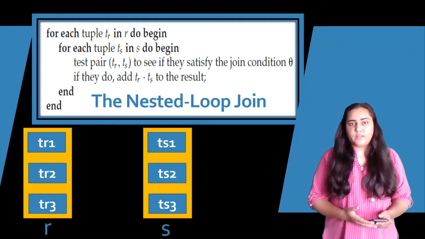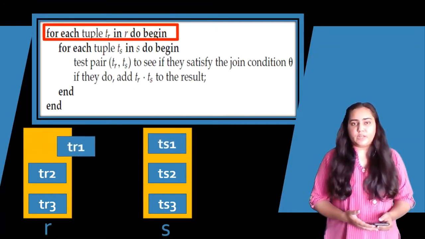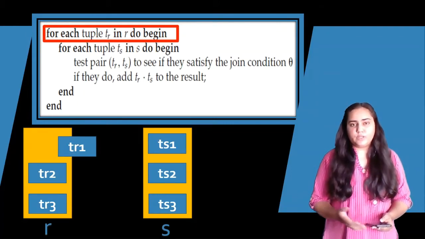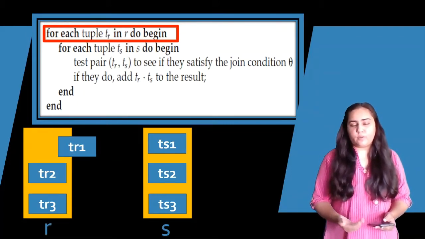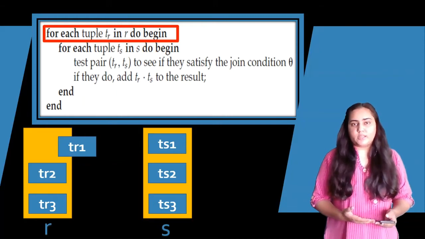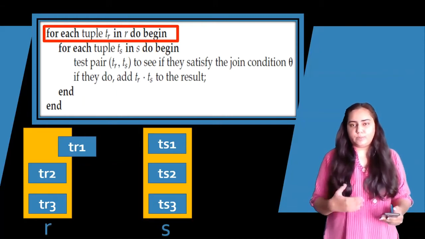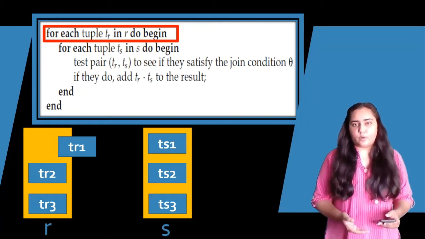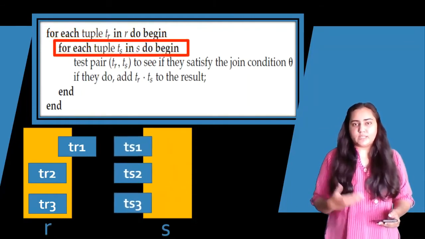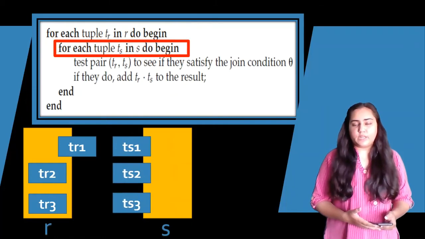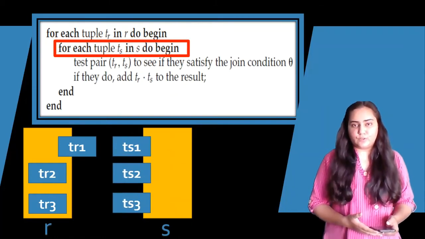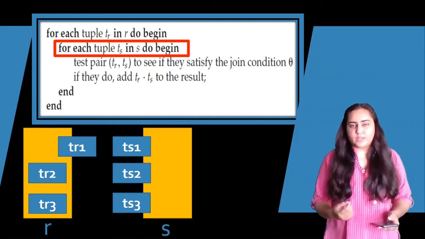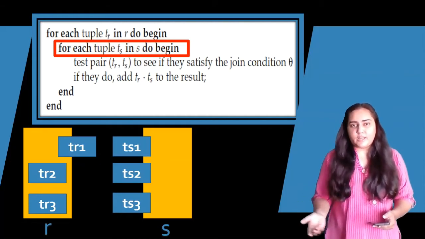Now, the first line of my algorithm says, for each tuple tr in R, do begin. So you're going to pick a tuple tr1 from the relation R, and then each time you're going to pick a new tuple. So first we are beginning with tr1, and we move to the next line, which says for each tuple ts in S, do begin. So that means you're going to pick one tuple at a time from the relation S.